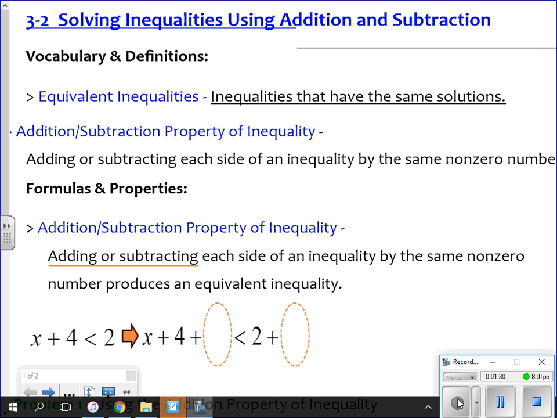That's why a lot of chapter 3 is a lot like chapter 2, because you're going to be doing mostly the same things. Whatever you do to one side, you do to the other. Adding and subtracting says I can do the same non-zero thing to each side. I can add the same number to each side, it works. I can subtract the same number from each side, it works.